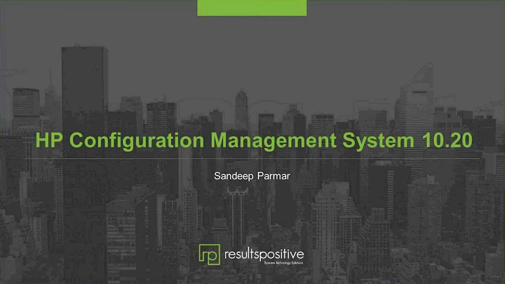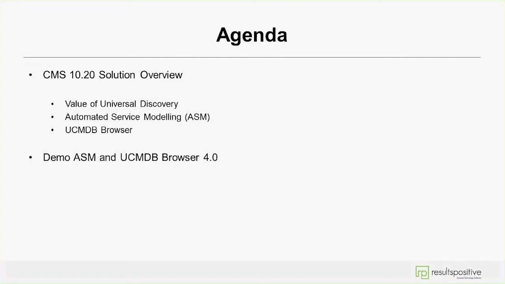Today we are going to look at the overall configuration management 10.20 solution. What are the different components that make it? Then drill down into some of the very specific new features that are added in this version of the configuration management system: automated service modeling and the new UCMDB browser 4.0. We'll jump into the demo and actually have a closer look into some of these functionalities after we go through the first few initial set of slides.